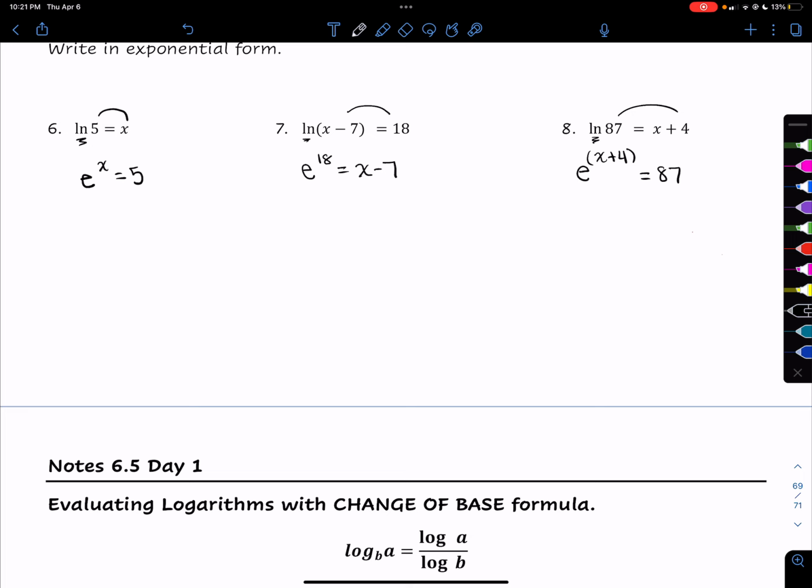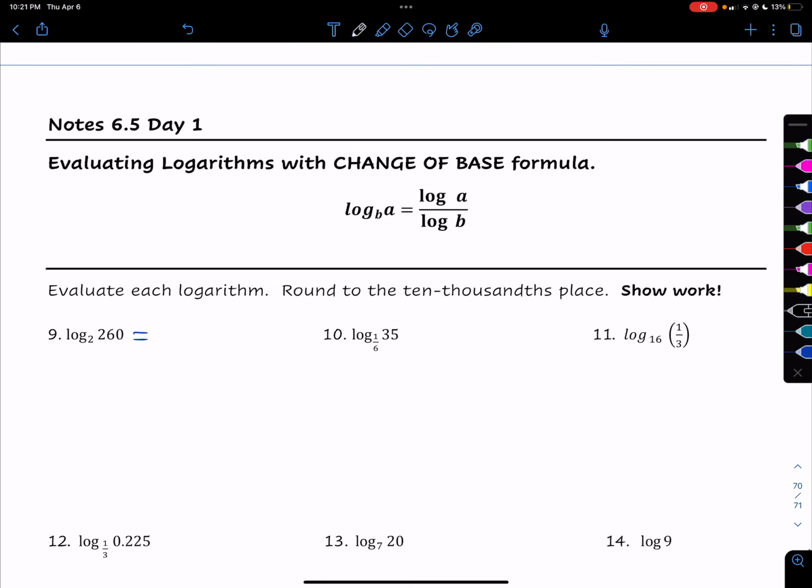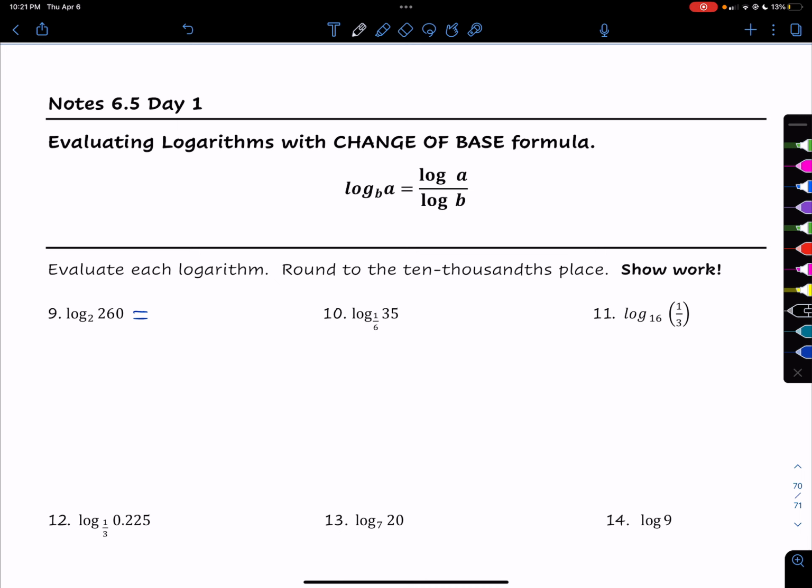Okay. All right, so now we're going to go on to evaluating logs with change of base. I do want you to have that pink paper in front of you for the first one because I want to take a look at a couple of things, okay? And again, your calculator. You definitely need a calculator. If you don't have one, please pause the video and go pick one up. All right, so evaluating logs with change of base formula.